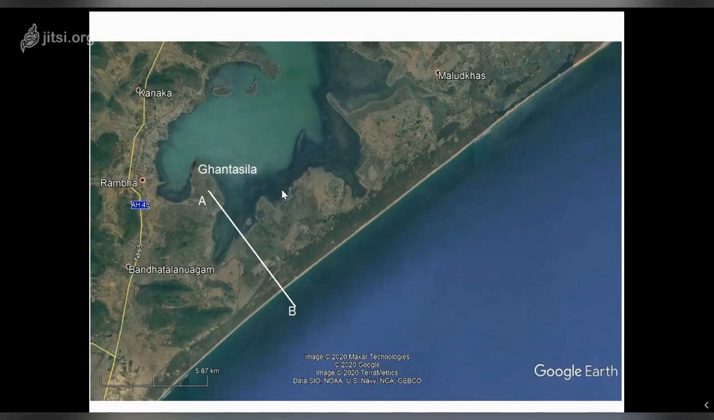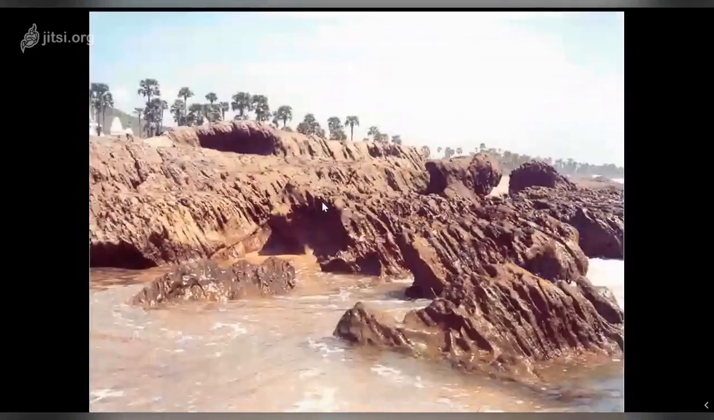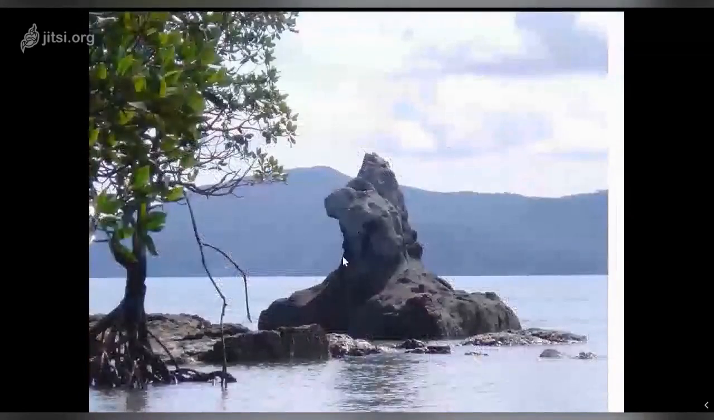I can show you just one or two slides to give you this impression. This is at Rishikonda in Vishakhapatnam. You can see the notches here. These notches are developed up to a maximum of 3.75 meters above the present sea level. And another notch, it is in the Andaman.